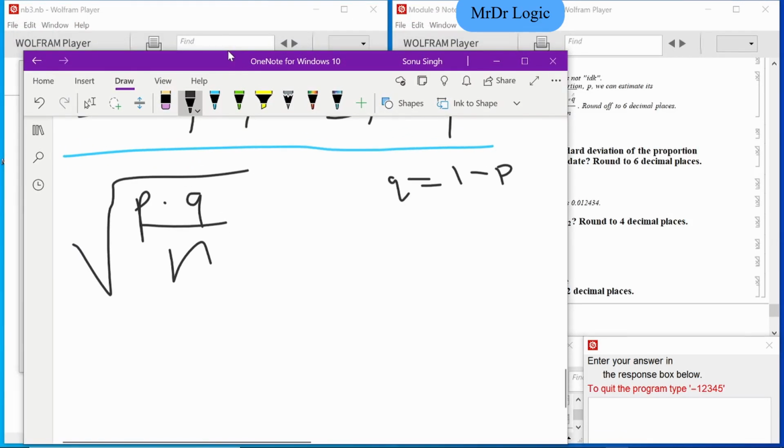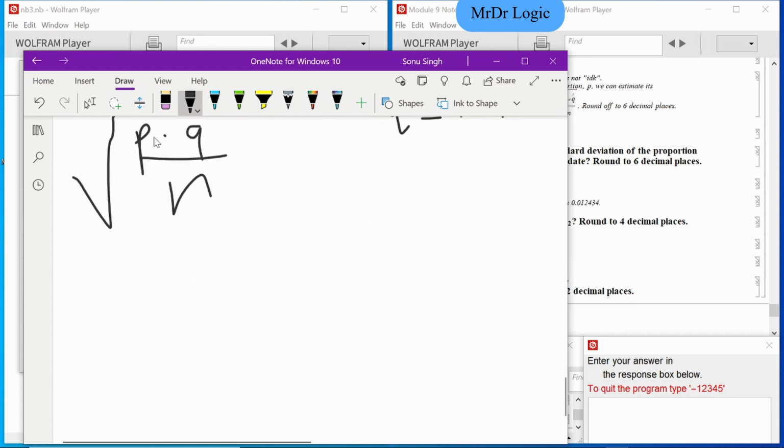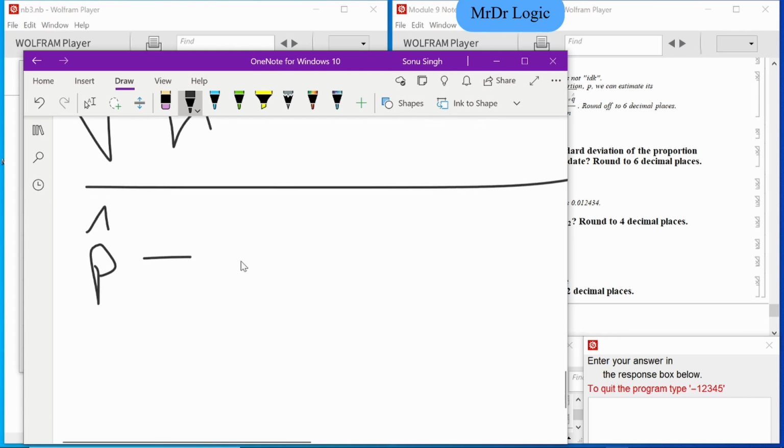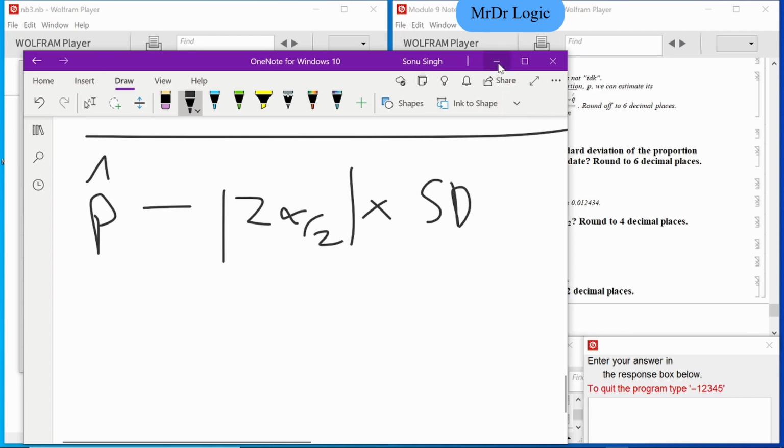Oh no, I forget already. No, I know for a fact it's this, so it's P minus Z divided by 2 times the SD. And then the opposite's going to be for the upper boundary, so it's simple.